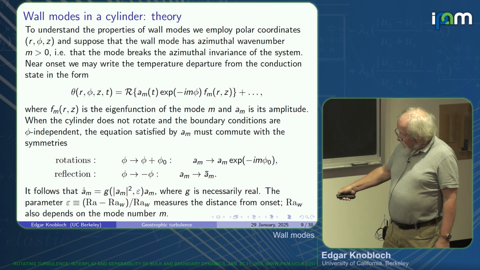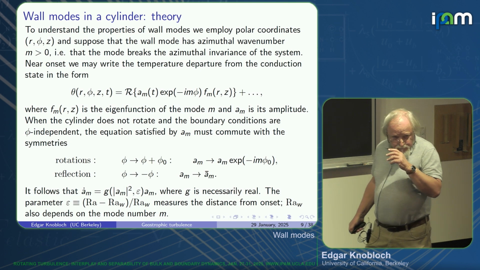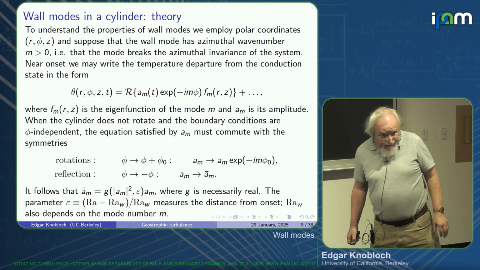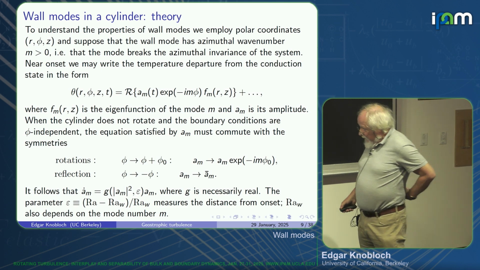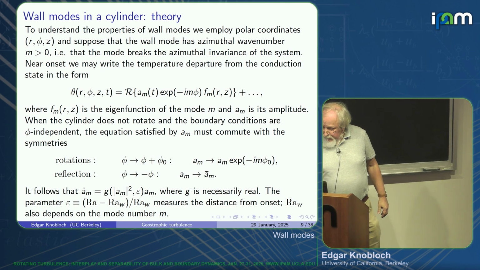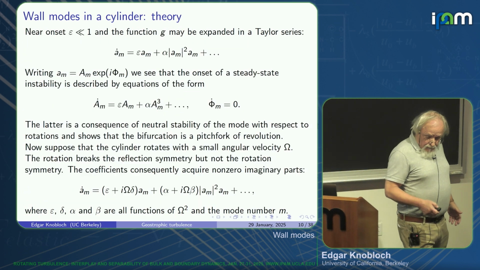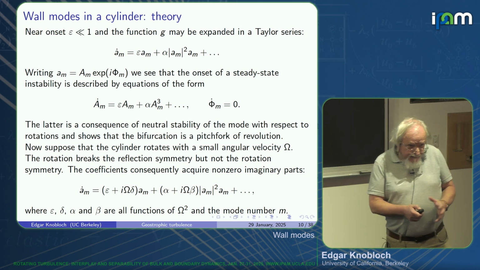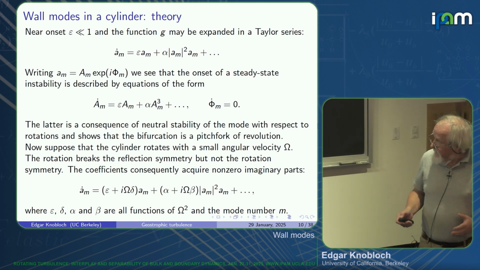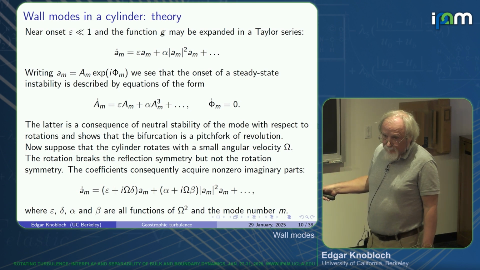And here I've put this quantity epsilon. It's a bifurcation parameter, and I think John called it the supercriticality parameter, right? It's just the distance from threshold to the onset of these wall modes, okay? So that's good, we have an equation. Now, if we're looking near threshold, we can expand that function g in a Taylor series, and then we end up with an equation that looks something like this.